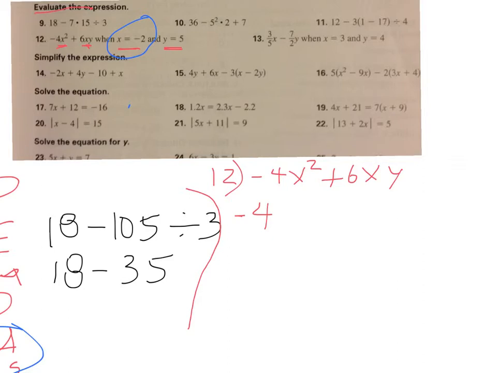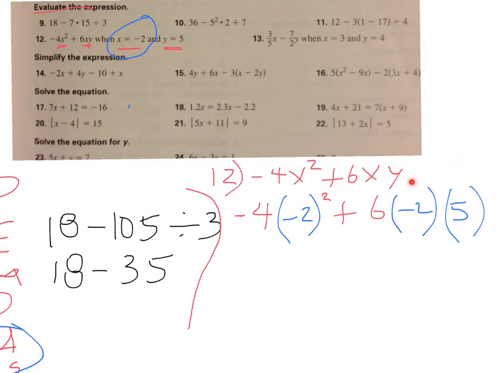Negative 4 times x squared, where x is equal to negative 2. As you can see, when I replace, I put parentheses. It's going to be to the second power, plus 6 times x, but x is negative 2, times y, which is 5. So when you evaluate an expression, you replace the values of x, and then y, and after that you just follow the order of operations, PEMDAS. Parentheses: I have parentheses, but there's nothing that I can do on the inside.